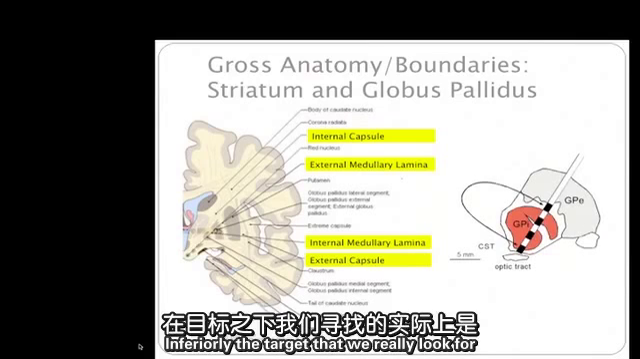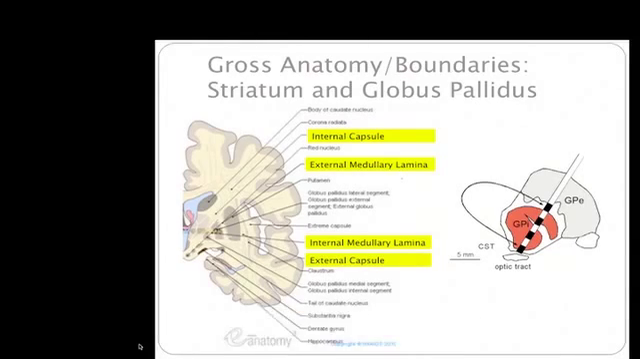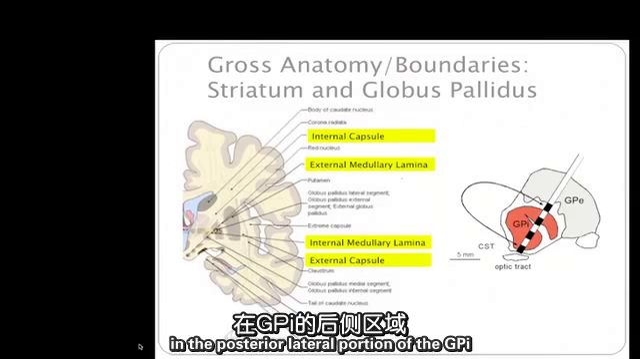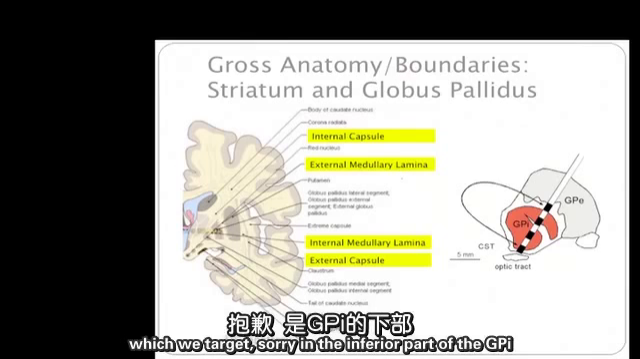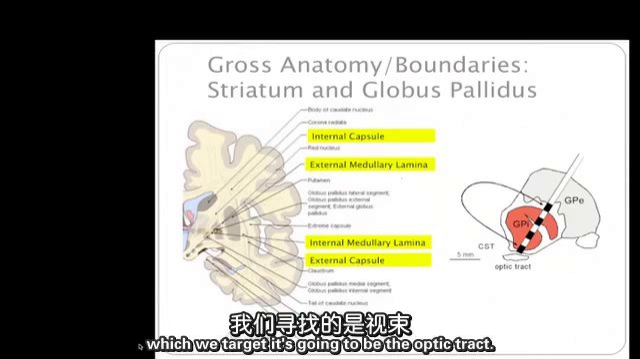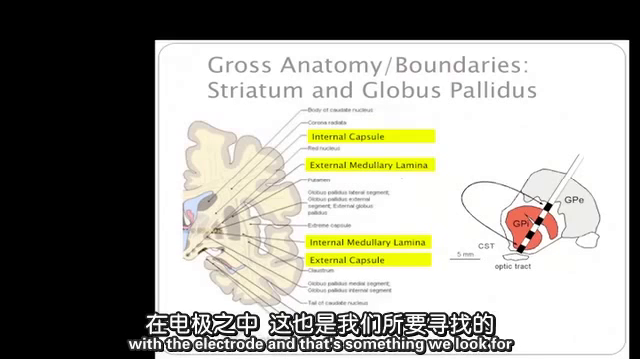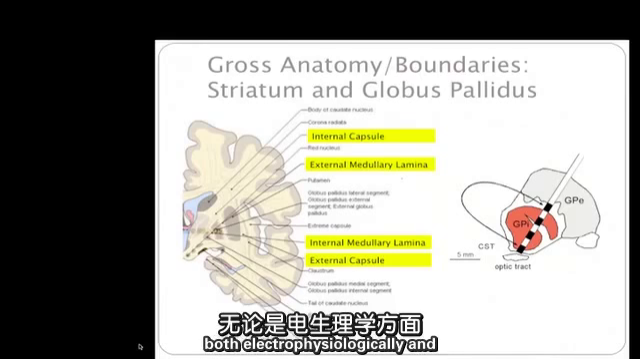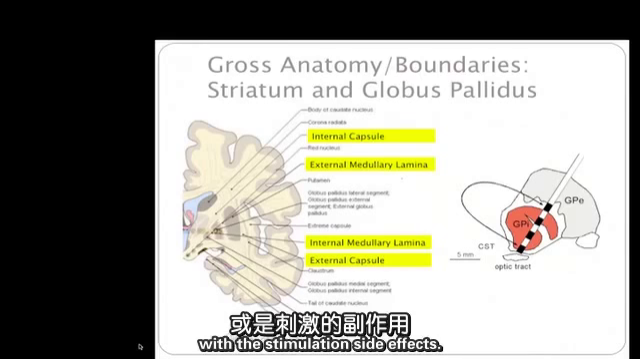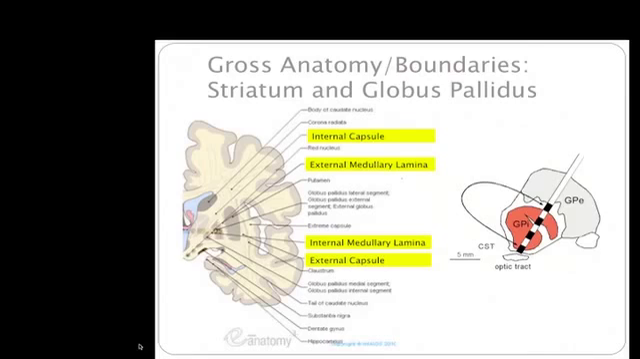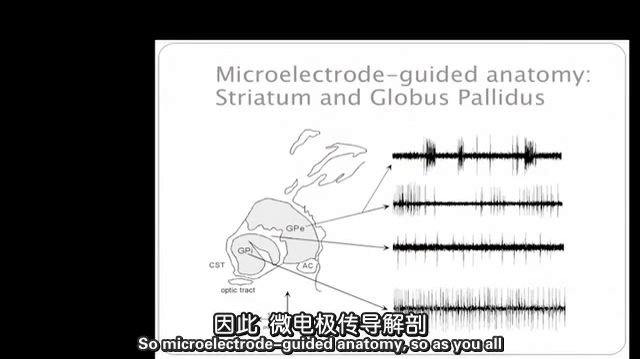Inferiorly, the target that we really look for is in the posterolateral portion of the GPi, and the inferior part of the GPi, which we target, is going to be bounded by the optic tract. So the optic tract forms the inferior limit, especially where we're putting electrodes, and that's something we look for both electrophysiologically and with the stimulation side of things.